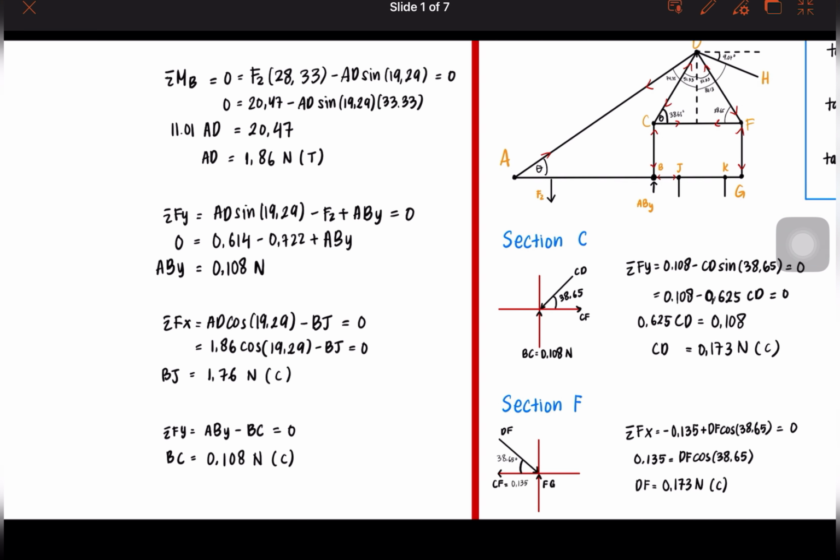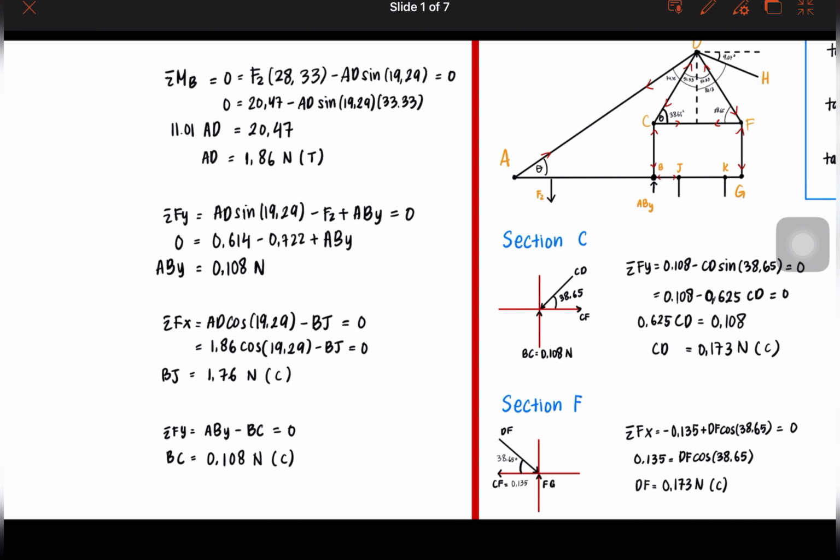Okay, next we have reached section D. Now we have lots of member forces here. We have AD, CD, DF, and DH. So we need to find the remaining member here, which is the rope that's going to the jib. As always, we put sigma Fx equals 0 and sigma Fy equals 0. We can use sigma Fx equals 0 only, because we only need to find the force of DH. If sigma Fx equals 0 can find the answer, I don't think it's needed to use sigma Fy equals 0.